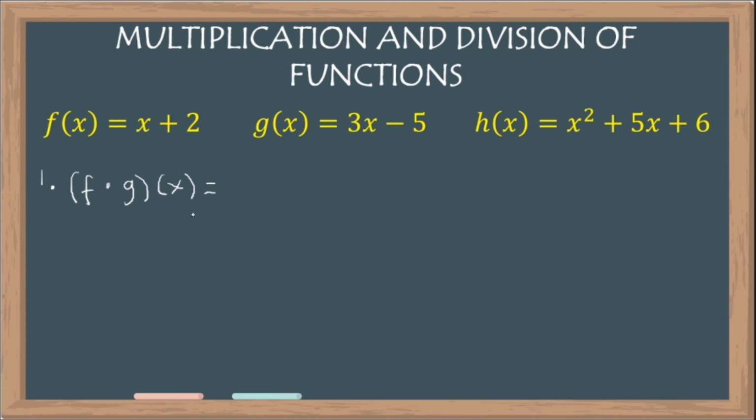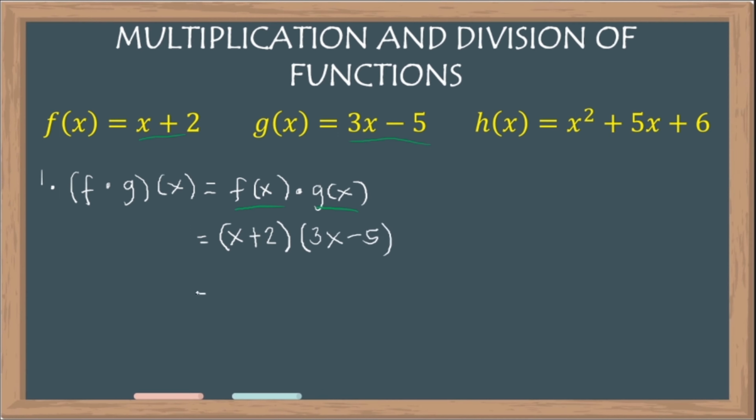Now, this is equal to f of x times g of x. Now, ang unang gagawin, we have to substitute the value of f of x. Ito yon. Okay, so we have to substitute ito, yung x plus 2. So, imbes na f of x, we write x plus 2 times, remember, parenthesis times yan, ano? Then, our g of x, ito yon. So, times 3x minus 5.